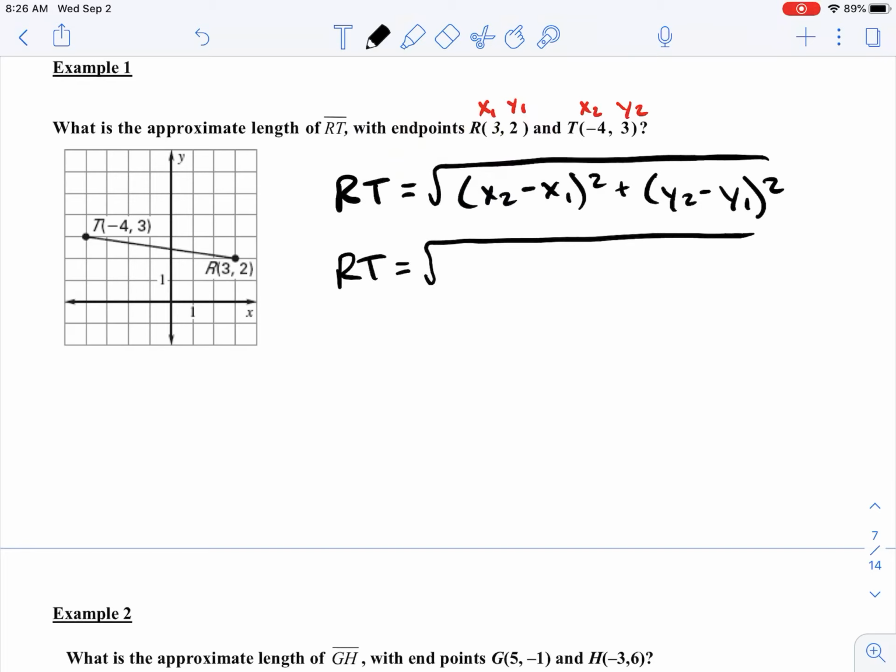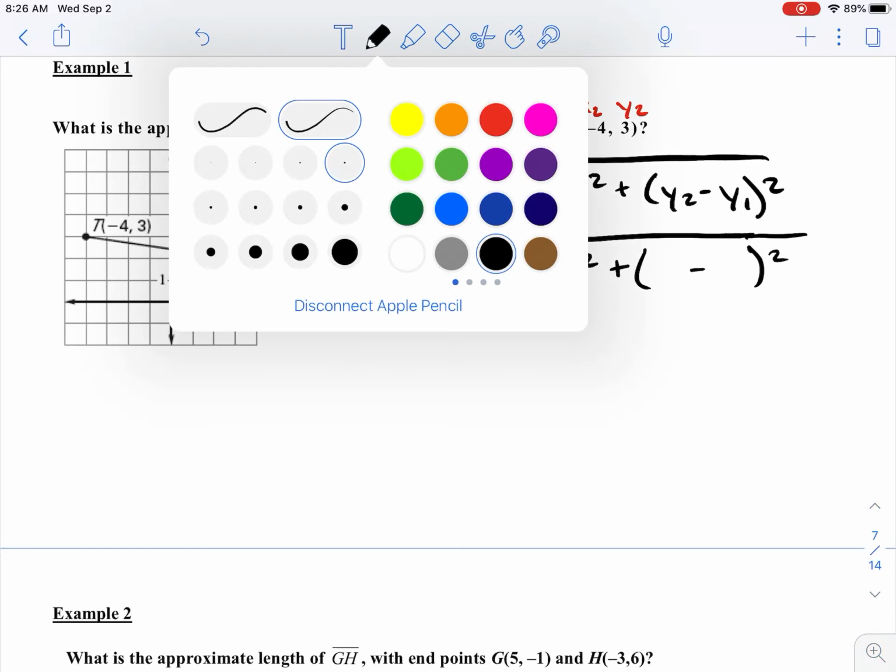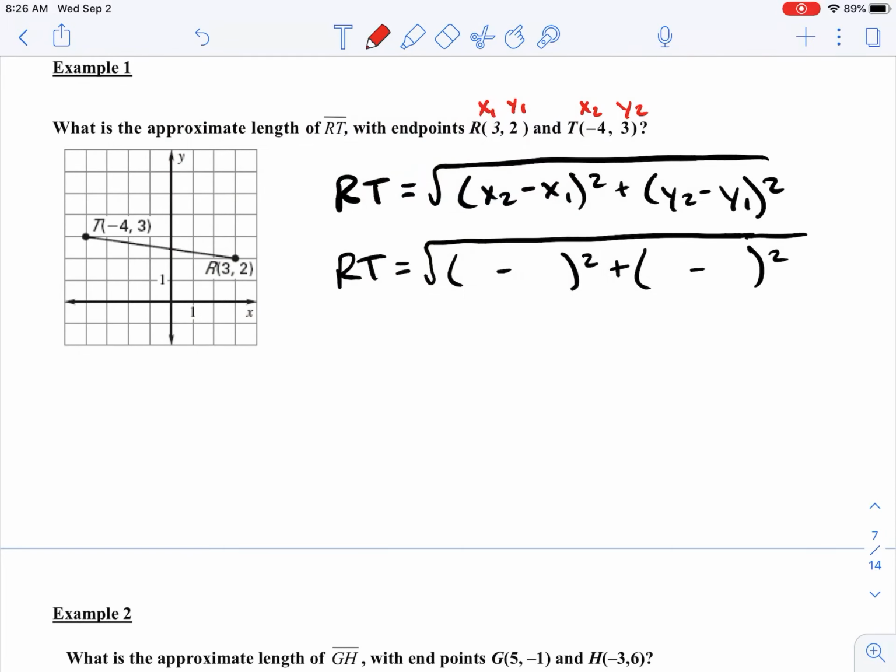So RT is equal to, and I call it putting in my blanks here, because all I'm doing is substituting in values using my points. So let me switch back to the red. For x2, I look at what I labeled. It's -4, so I'll put -4. For x1, I got 3. And I'm just getting these from up here, just so you know where I'm getting them from. And then y2 would be 3, and y1 would be 2.